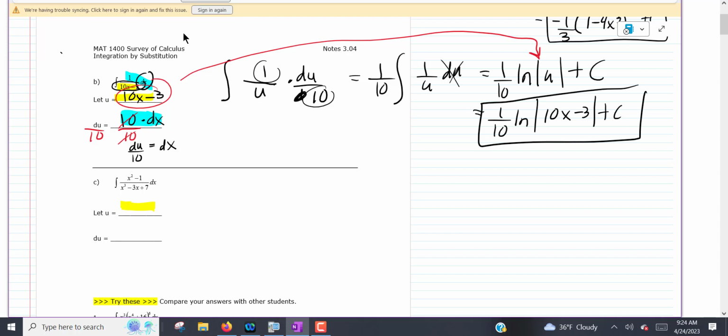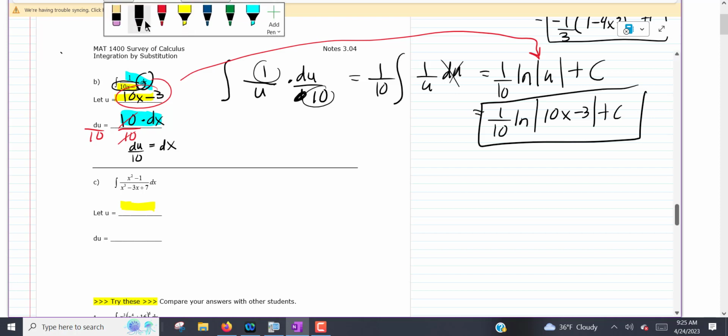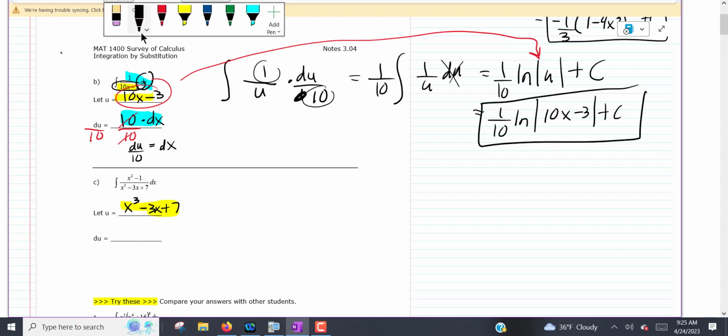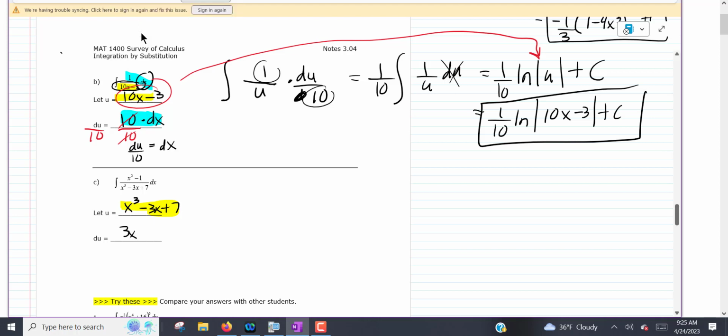That's right, okay, that's the best thing to let it equal to, and there's a reason why we do that. So x to the third minus 3x plus 7, that will be your u, so you want to write that down. Now, don't look at the integral. A lot of times students say du is x squared minus 1 dx. No, it isn't. Don't look at the integral. What's the derivative of x cubed minus 3x plus 7? Okay, and then times dx.